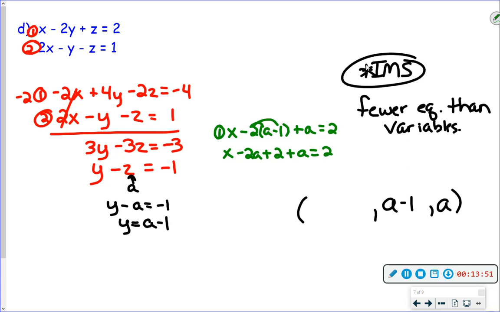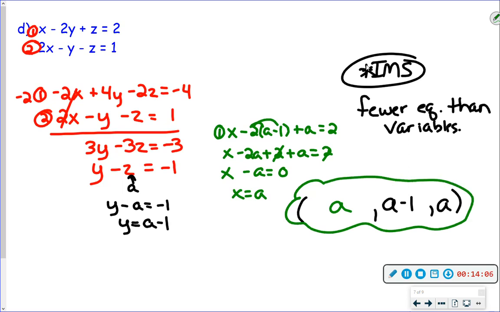Okay, so the 2's on either side would cancel out. -2a plus a negative a. And I'm going to add a over. Got it. So this, of course, gives you the pattern to generate all of your infinitely many answers.